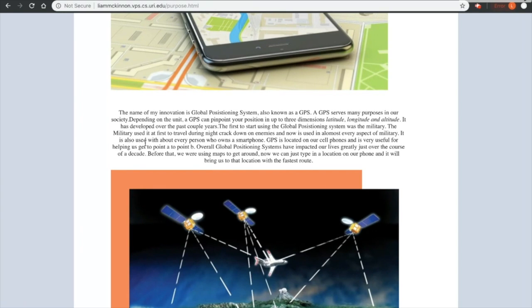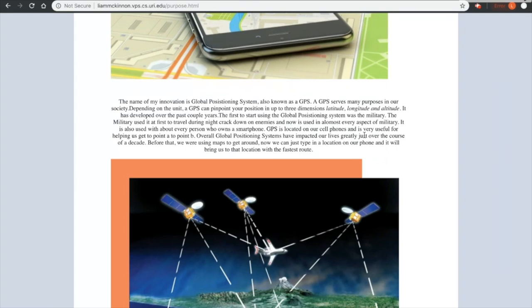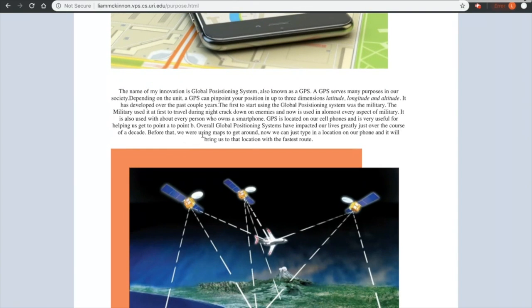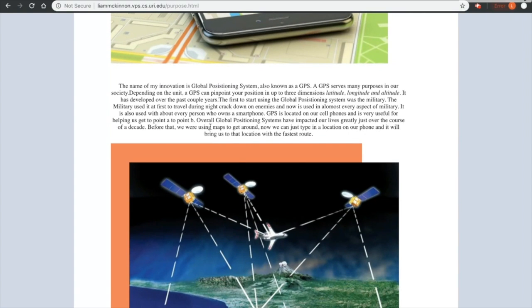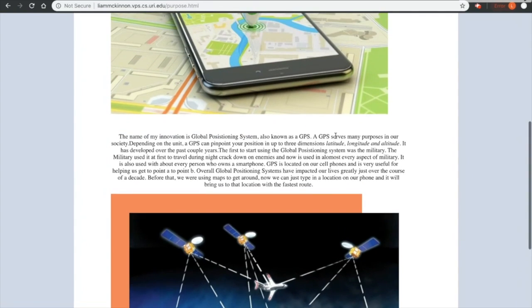It is also used with about every person who owns a smartphone. GPS is located on our cell phones and is very useful for helping us get from point A to point B. Overall, global positioning systems have impacted our lives greatly just over the course of a decade. Before that, we were using maps to get around. Now we can just type in a location on our phone and it will bring us to that location with the fastest route.